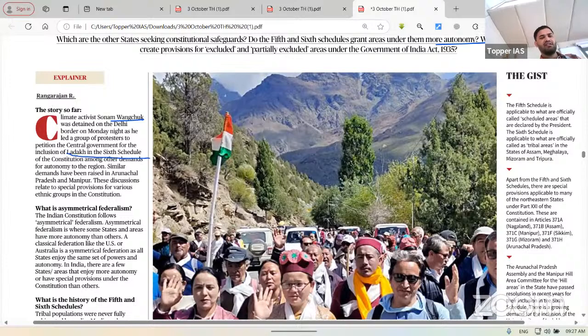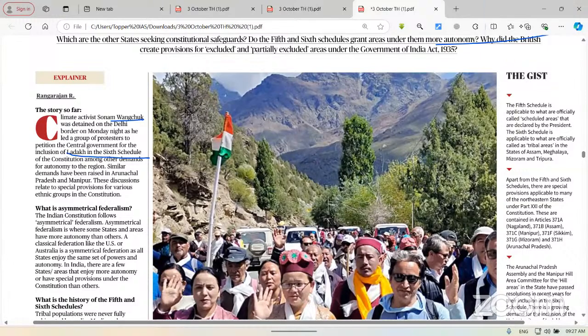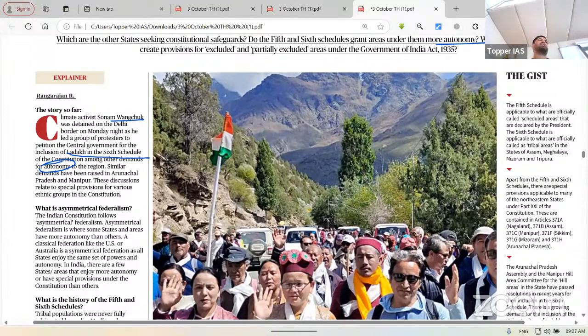Ladakh is demanding the 6th Schedule of the constitution. Okay, so for more autonomy, under the 6th Schedule Ladakh will get more autonomy, more freedom. To govern their own areas, they will get more freedom. Similar demands, which other states are making? Who has a similar demand, you can see here, are you seeing it?